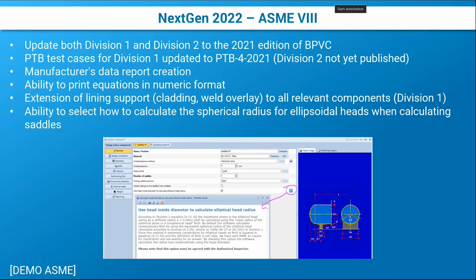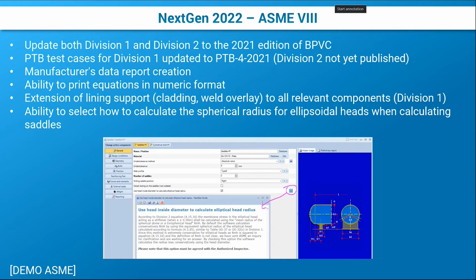Then we also extended the ability to print equation in numeric format, like we already have seen for EN 13445, also in ASME Division 1 and 2. We extended the lining support, cladding, web overlay to all the relevant components. We were missing a couple of components earlier on. Now all the components that can have cladding or web overlay are supported. This is only for Division 1.